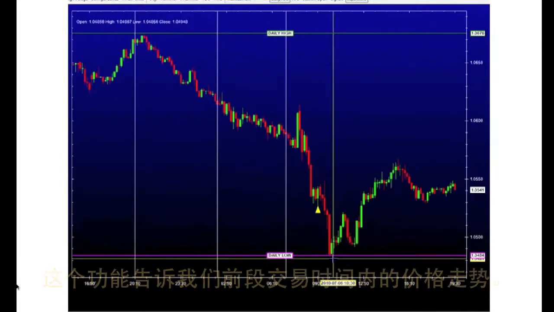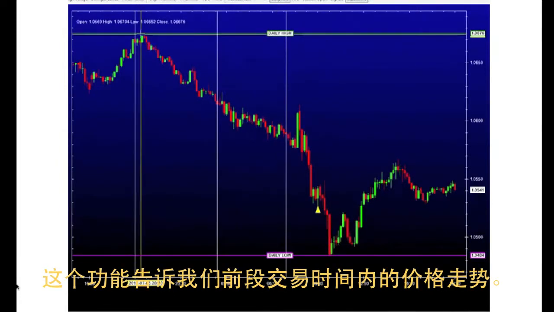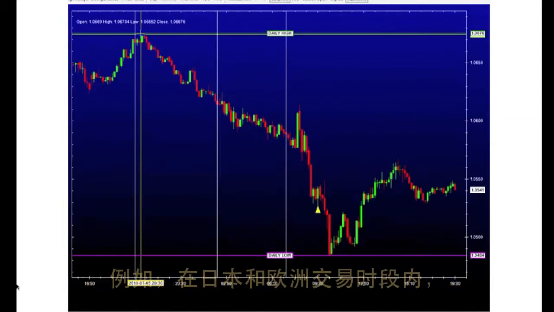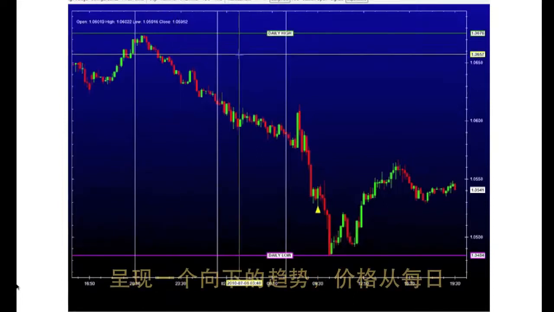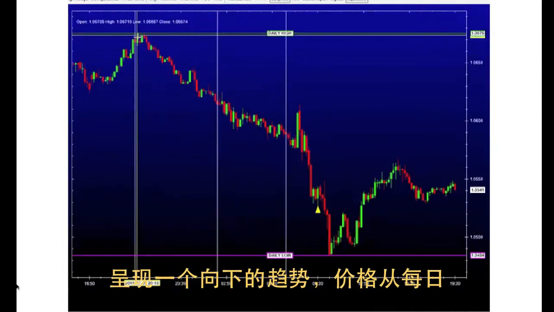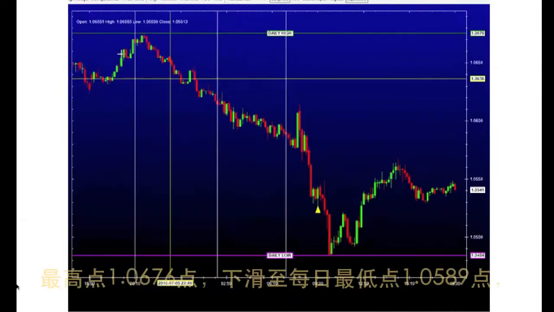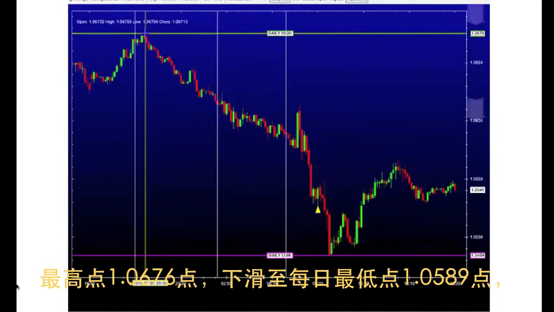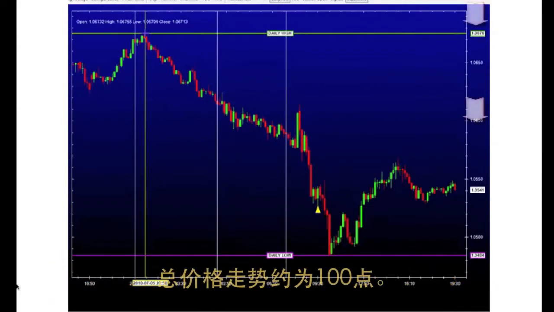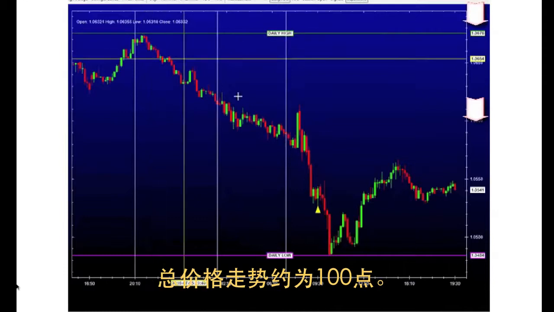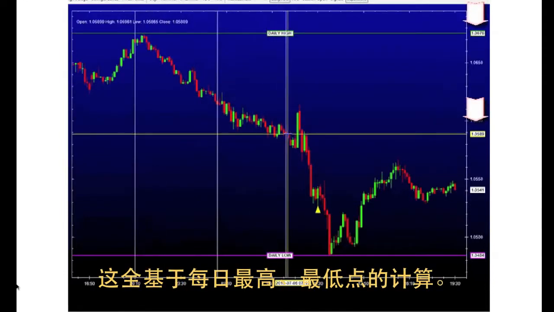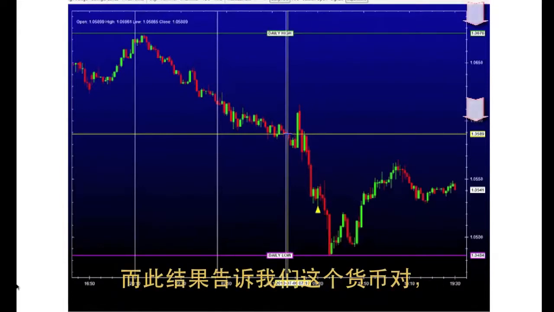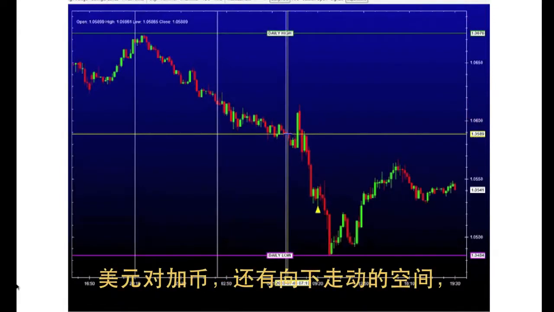This is a very useful feature in order to get an idea of the price movement during the previous sessions. For example, if you were trading during the Japanese session and the European session, and the trend was down, as you can see, the price movement for the daily high was 106.76, and towards the end of the European session, the price was at 105.89 for the US dollar CAD.